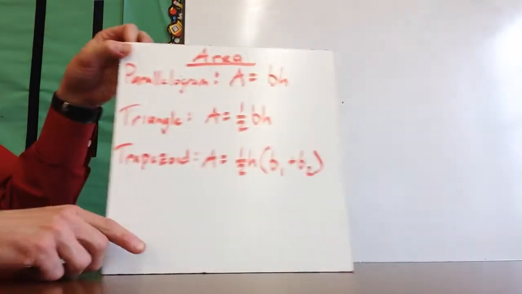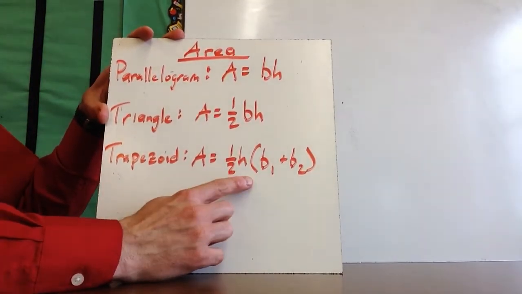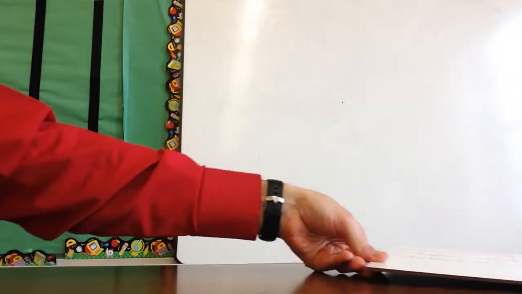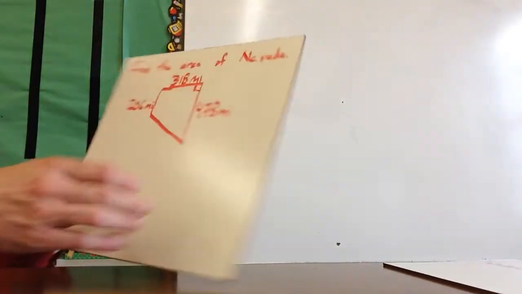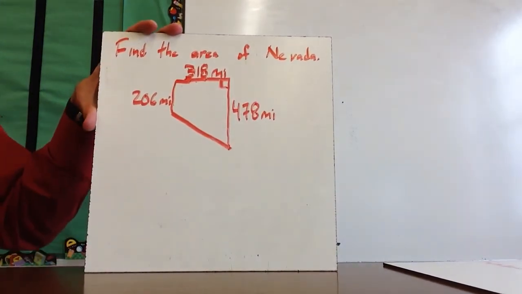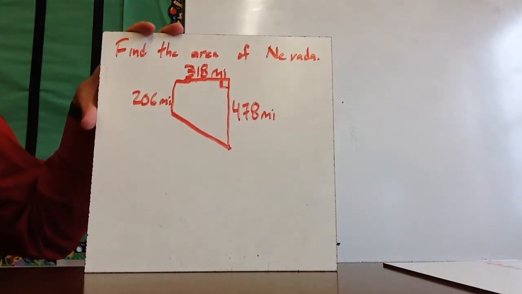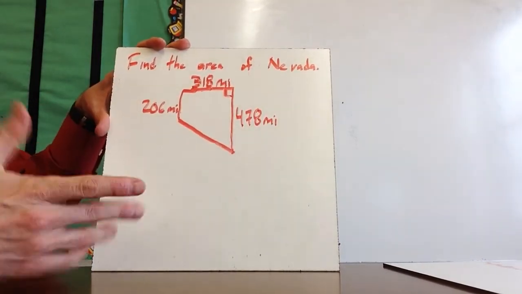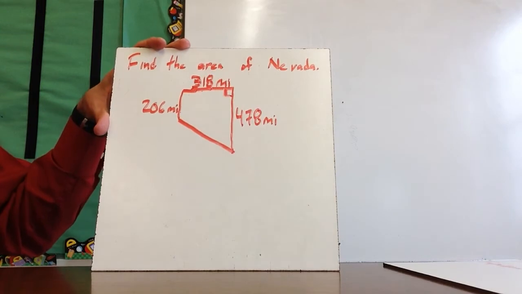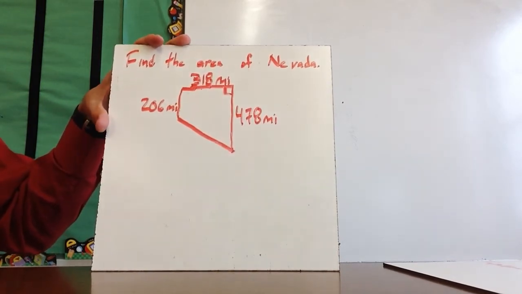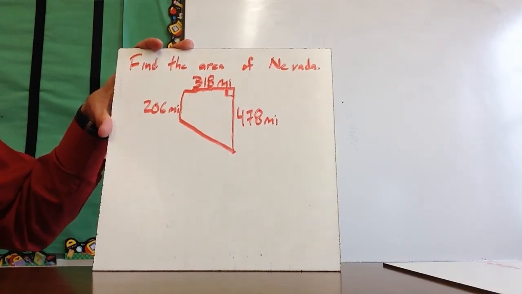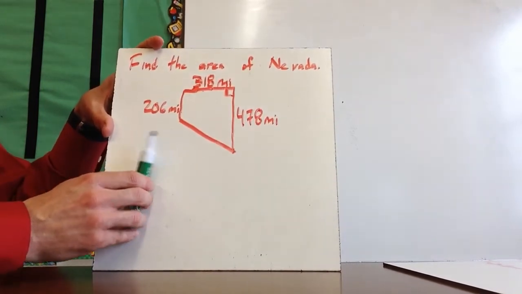All right, and then finally, let's take a look at a trapezoid. So we're going to end up using this formula, 1/2 height times base 1 plus base 2. And we're going to actually use some large numbers here because we're going to take more of a real-world problem. And that is, the state of Nevada is more or less in the shape of a trapezoid. And these are the approximate distances of each side. And so what we want to do is find what is the approximate area of the state of Nevada.